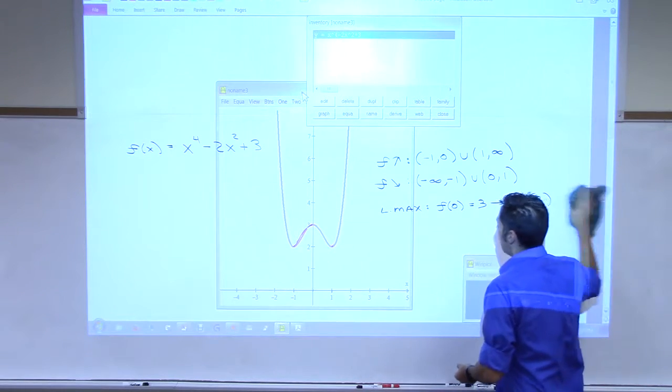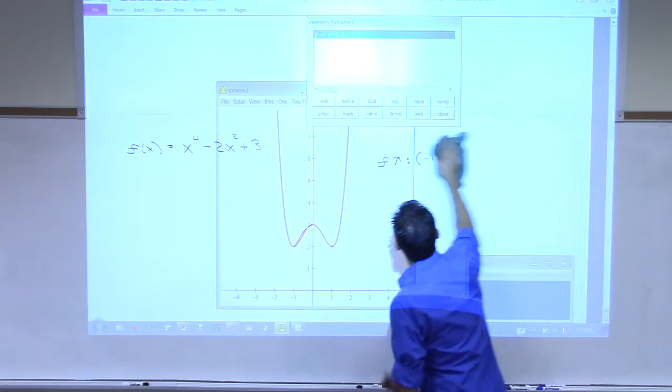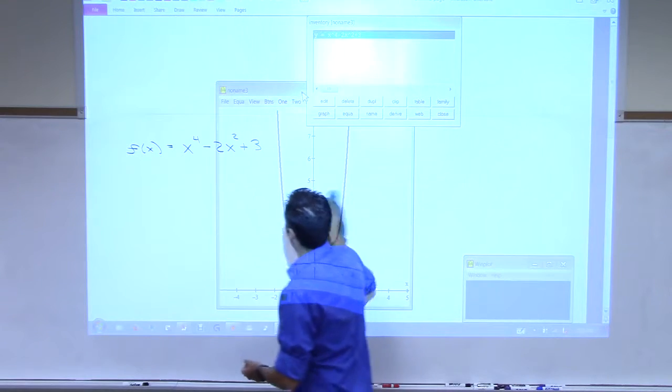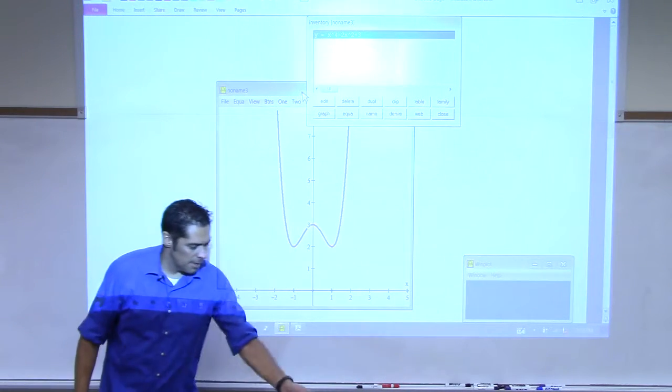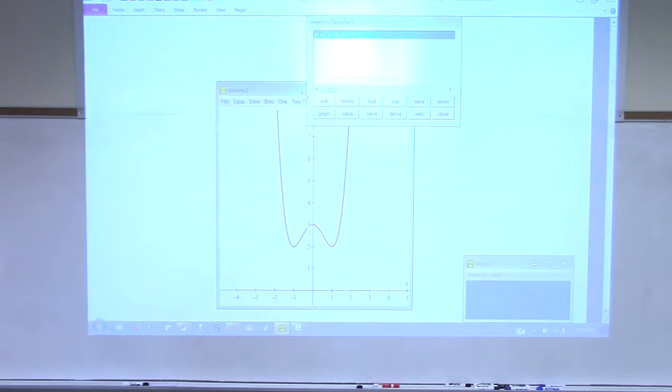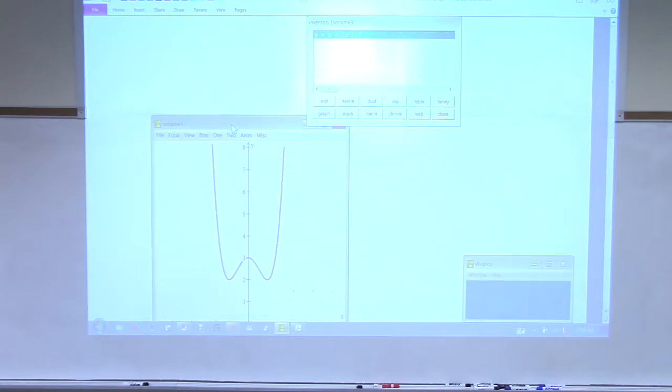Yes? On your graphing calculator? Absolutely. Yes. On the test, I will, of course, expect to see your work, right? But you can always use your calculator as a tool to check to see if you're getting it right.